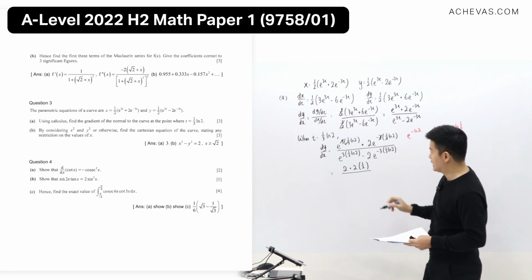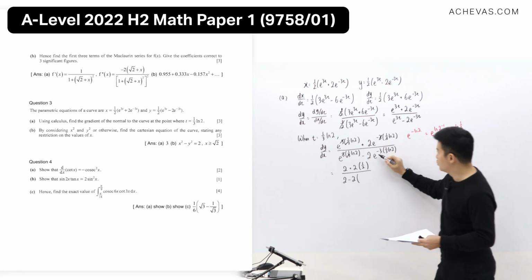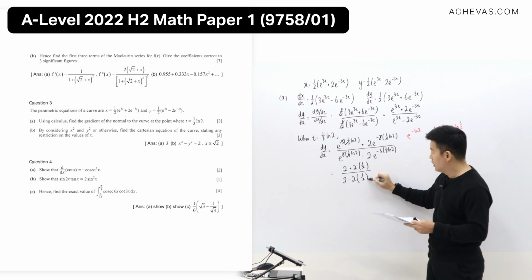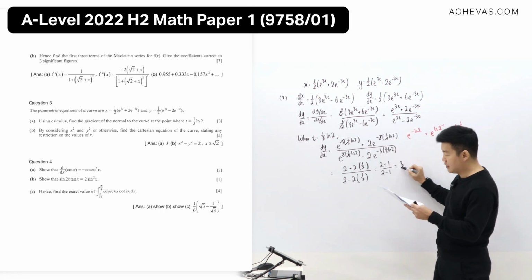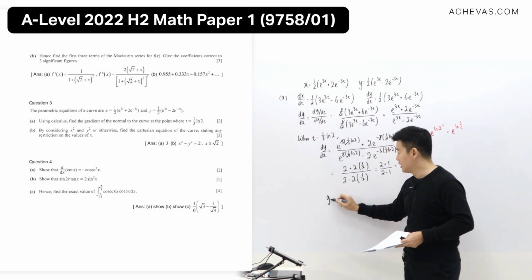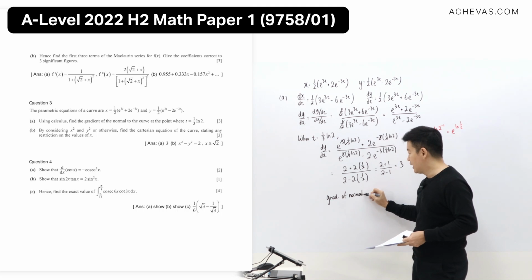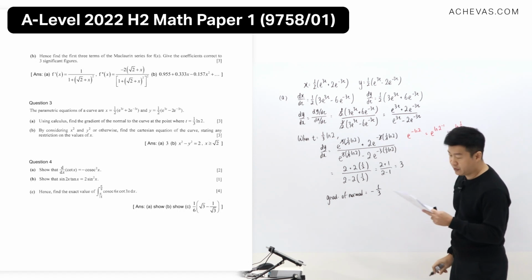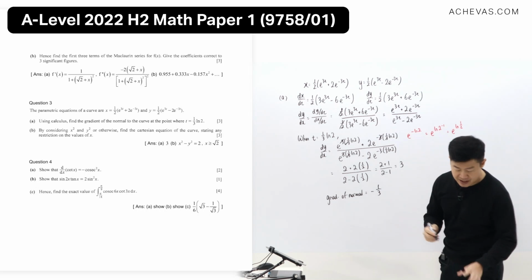I'm going to try that for the denominator also. 3 and 3 can be cancelled. This is going to be 2 minus 2, just like what we have discussed here. This is going to become a half. So we will have 2 plus a half over 2 minus a half. This is going to give us a 3, which means that the gradient of the normal will be negative 1 over 3. This is part A. Let us check out part B.